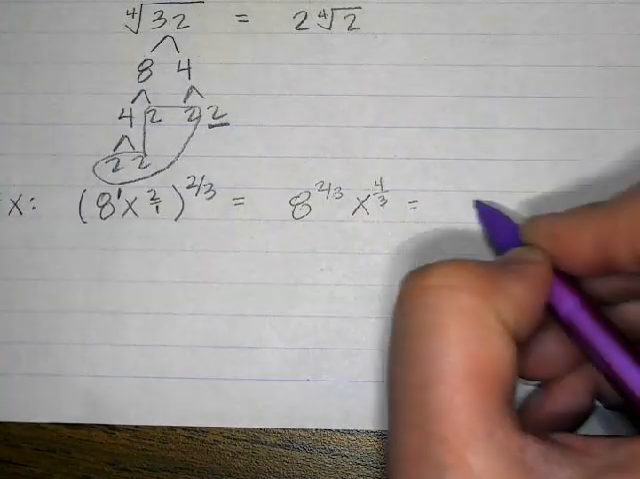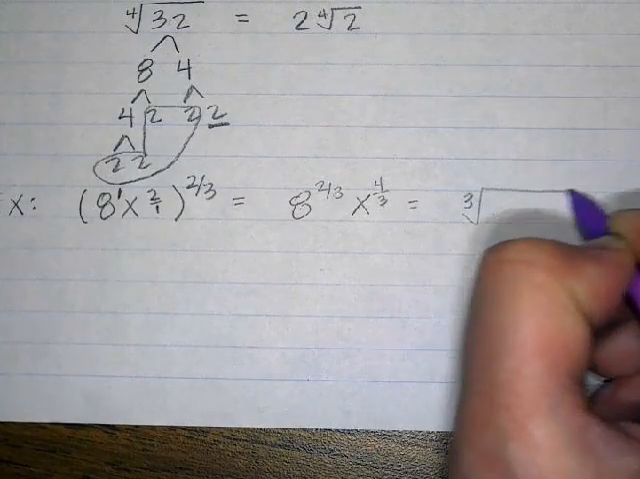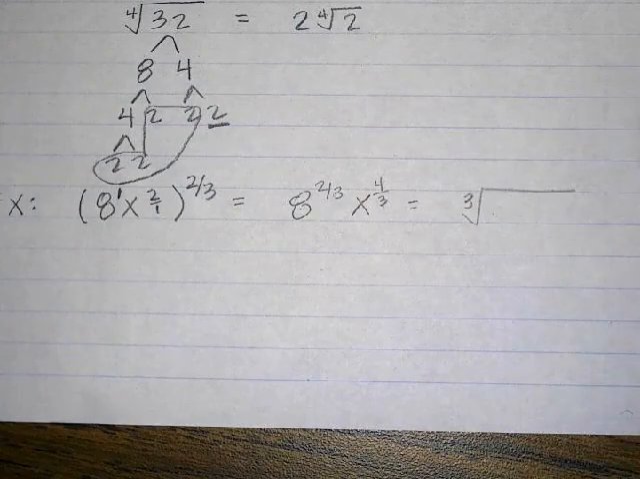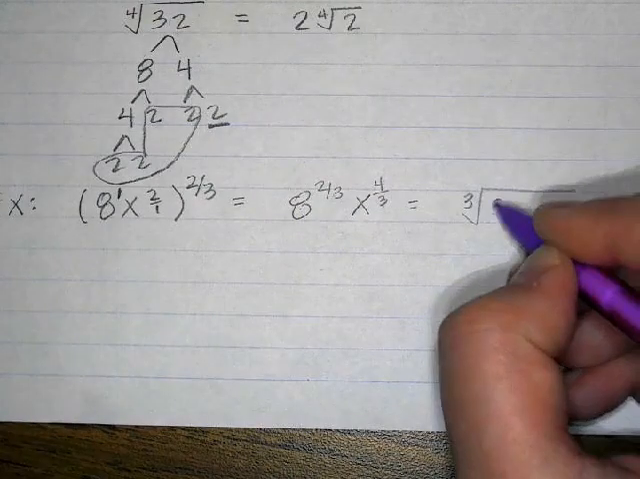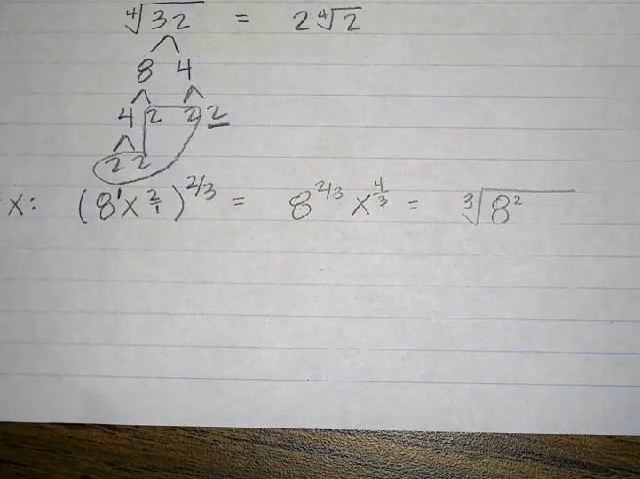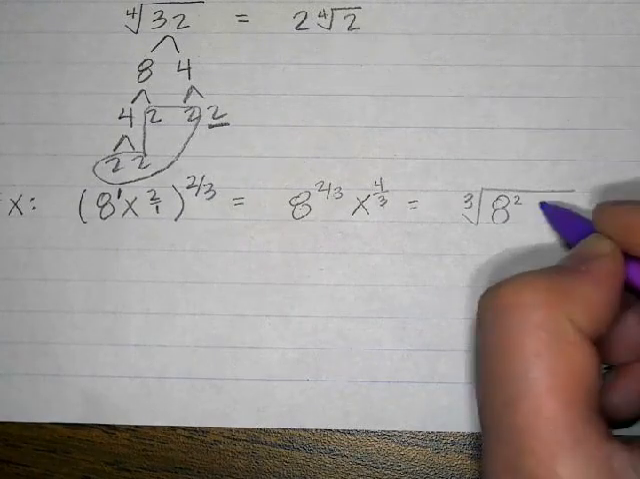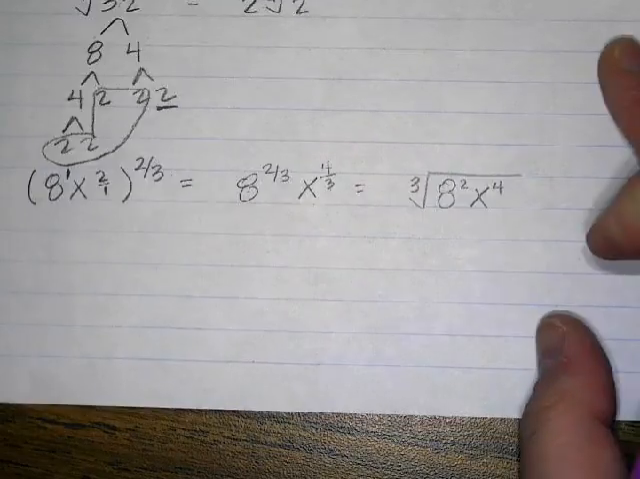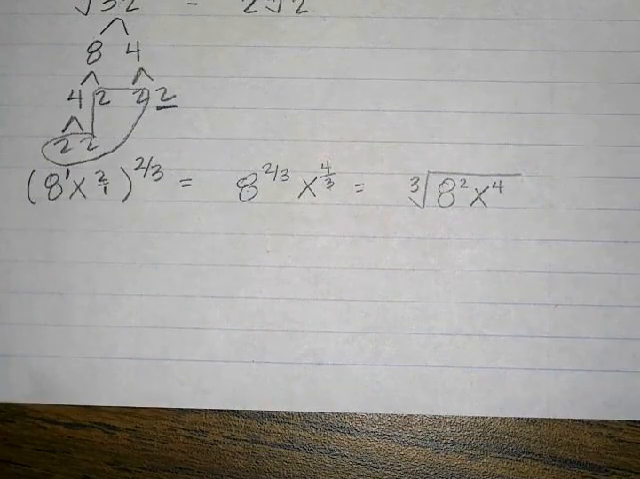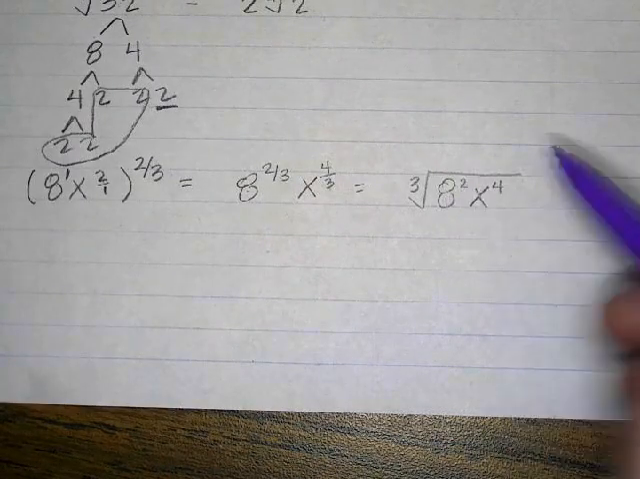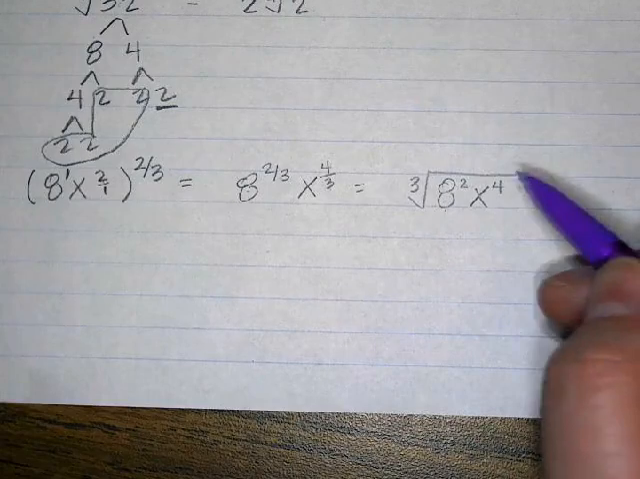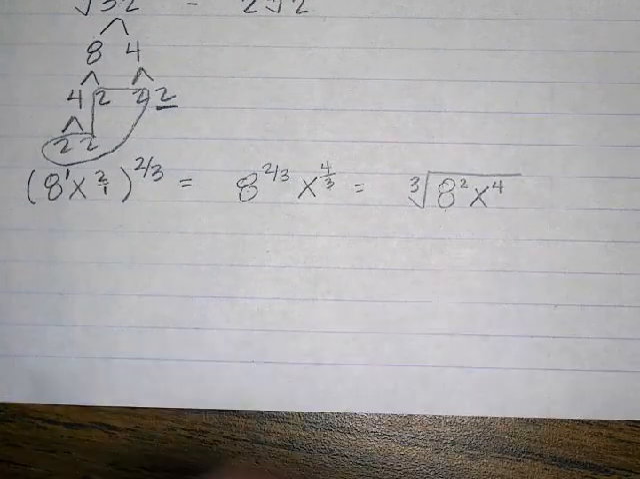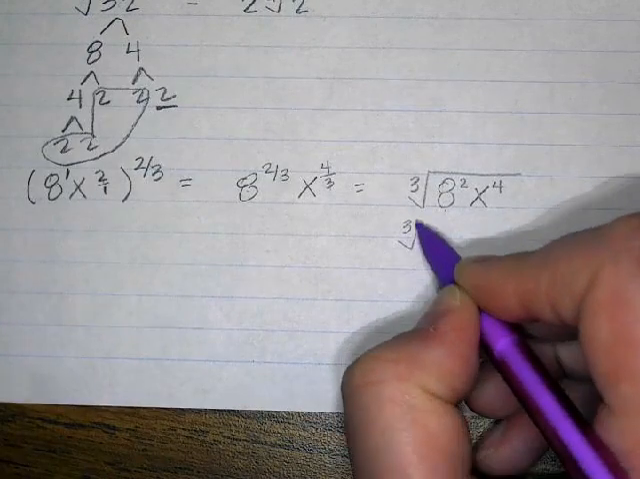And then for the 8, what would we put inside? 8 squared. And for the x, what would we put inside? X to the 4th. Okay. What is 8 squared? 64? Okay. Well, you were saying cube root of 8. That's actually not the wrong way to do things. I'll show you something in a little bit. So, third root of 64 times x to the 4th. Okay. So, we have the 64.